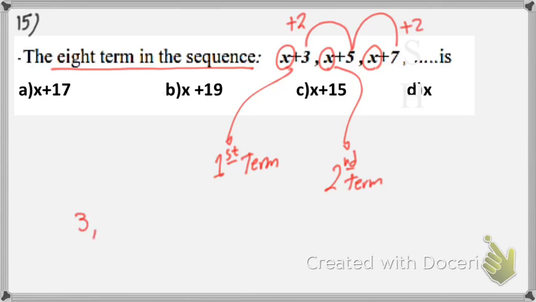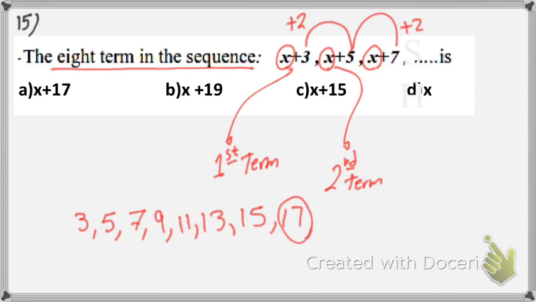So if I start a sequence, its first term is 3, and each time I'm going to add 2. We will figure out that the second term is 5, then 7, then 9, 11, 13, 15, and the 8th term is going to be 17. 1, 2, 3, 4, 5, 6, 7, 8. The 8th term is 17, so the answer is A.